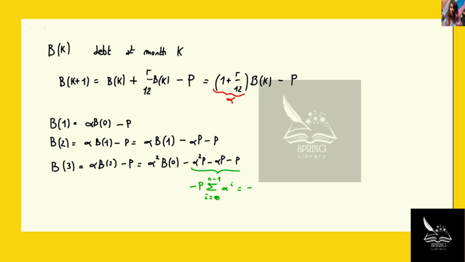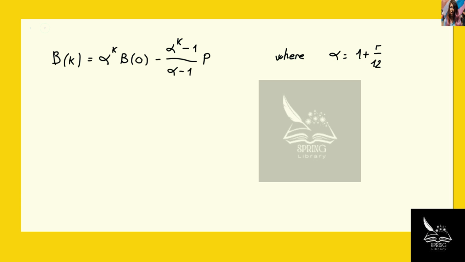And we have a closed formula for this sum, so this is minus P times alpha to the following power, which is n, minus 1, divided by the base minus 1. Okay, so knowing that, we can write the debt at the month k as B0 times the power of alpha, so alpha^k B0, minus the term we've just computed, which is (alpha^k minus 1) divided by (alpha minus 1) times P. But again, we remember alpha is just a constant, it is 1 plus r divided by 12.